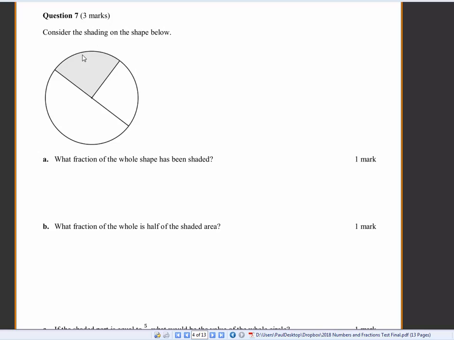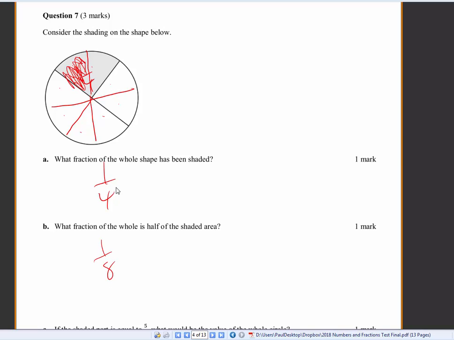Okay, the shading on the shape below, what fraction of the whole shape has been shaded? So this is the whole then, and what we've got here is a quarter of the shape shaded. What fraction of the whole is half of the shaded area? So half of the shaded area would be this, and we can continue that breakup there, like so. And what we can see is half of this will be just that part there, which is one part out of 1, 2, 3, 4, 5, 6, 7, 8, which is 1/8.